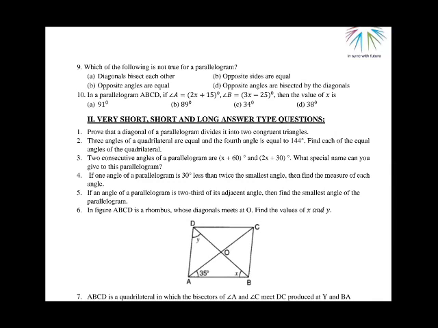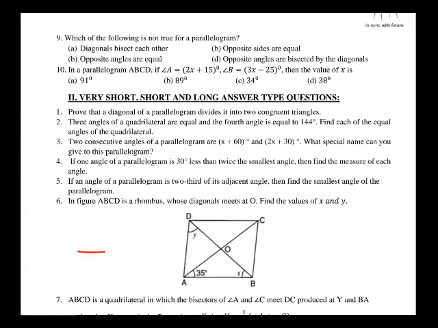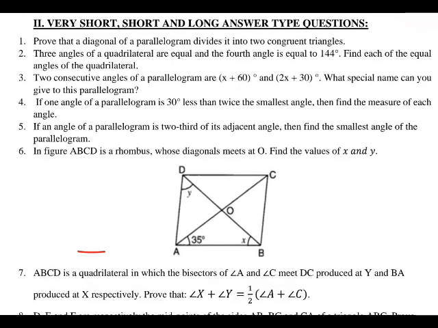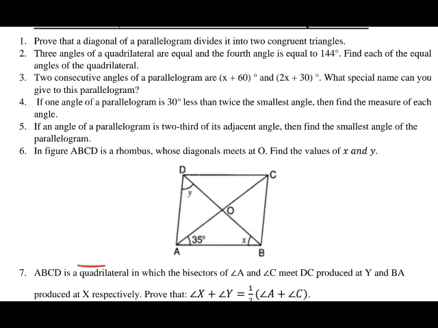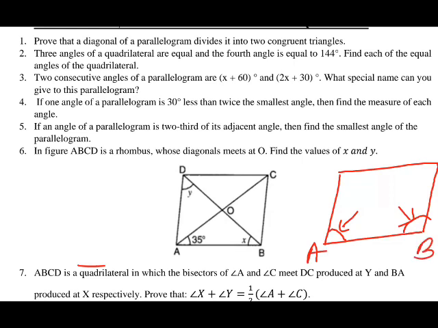Bismillahirrahmanirrahim. I'll just maximize the screen. Okay, the third question is: two consecutive angles of the parallelogram are... What does consecutive mean, Laiba? This one and this one, right? If it is A, B, C, D, then A and B are consecutive to each other. C and D are consecutive to each other, right?